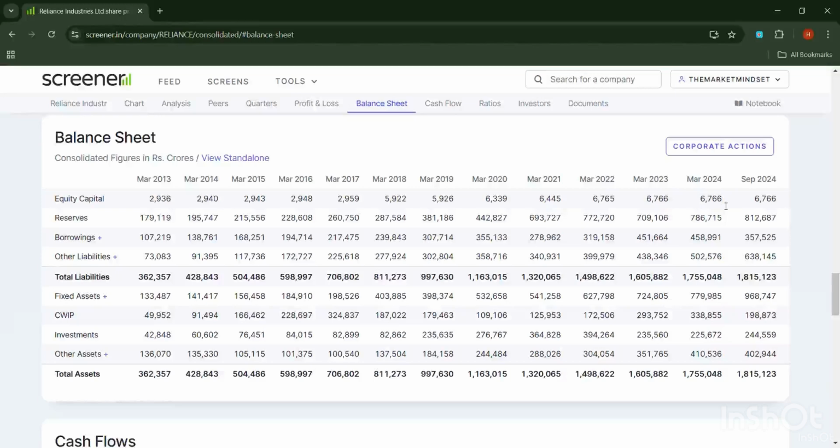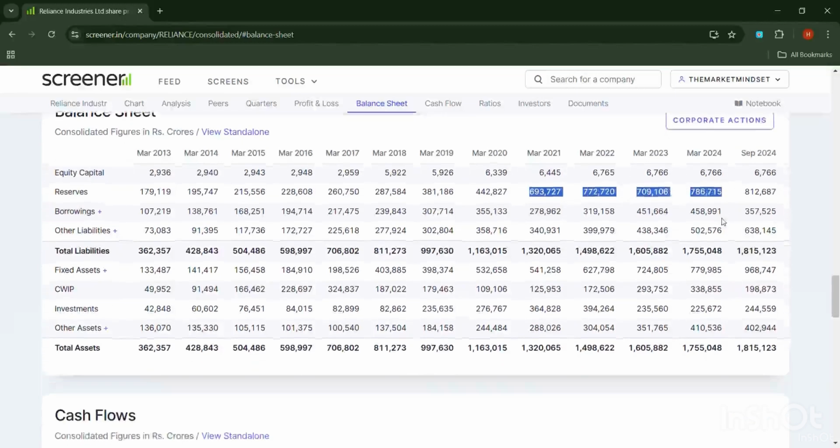If the equity capital is growing at a rapid pace, then it says that the promoters or the owners of the company are diluting their stake, which is not a very good sign. Next comes the reserves. Reserves basically refers to the leftover net profit that the company has retained. The trend of reserves should be steadily growing. As you can see, Reliance Industries from March 2021 has been constantly growing their reserves, which is a good sign. Next comes the borrowings.